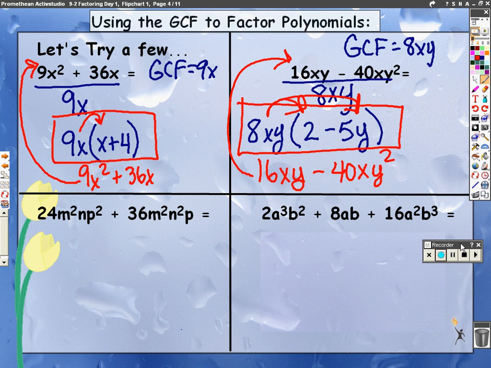So, to find the greatest common factor, I look at 24 and 36, and the greatest common factor for 24 and 36 is 12. Okay. For my variable of m, they both have m squared. They each have one n, and they each have one p. So the greatest common factor is 12m squared np.